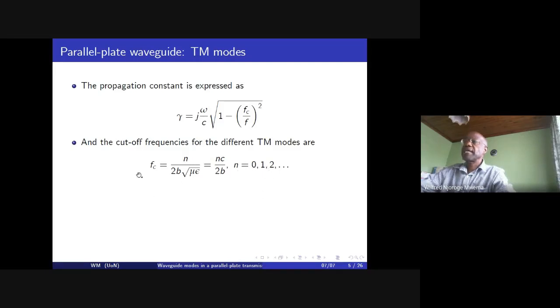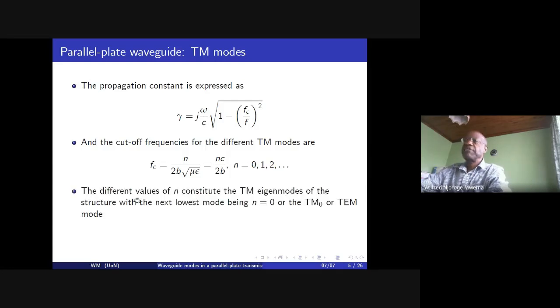So the mode with the lowest cutoff frequency will be the one for which n is equal to 0, and you can see that a DC wave can actually go through that waveguide. The different values of n then constitute the TM eigenmodes of the structure, with the lowest mode being n equal to 0, or the TM0 or TEM mode.